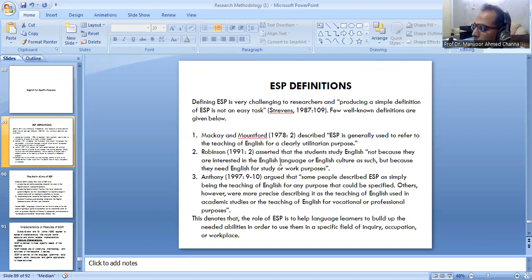Anthony, 1997, argued that some people describe ESP as simply being the teaching of English for any purpose that could be specified. Others, however, were more precise, describing it as the teaching of English used in academic studies or the teaching of English for vocational or professional purposes. This denotes that the role of ESP is to help language learners to build up the needed abilities in order to use them in a specific field of inquiry, occupation, or workplace.